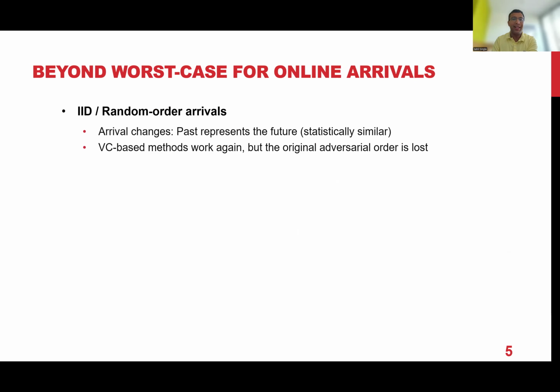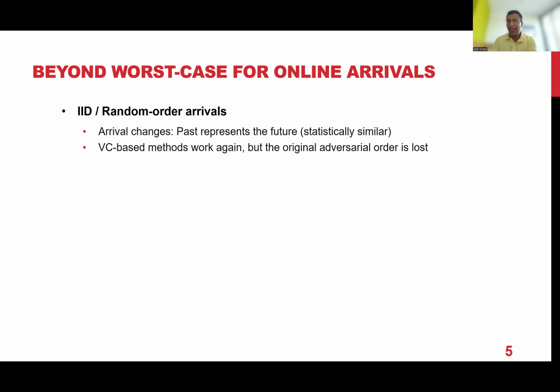IID arrival will basically mean that there's some underlying unknown distribution from which you're getting these points x, y. And random order will be a close analog, where there are some x, y labels and then the adversary just randomly permutes them. And then you're getting these one at a time, and you have to make these predictions.